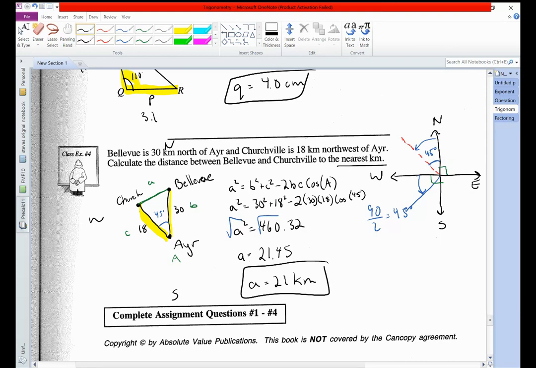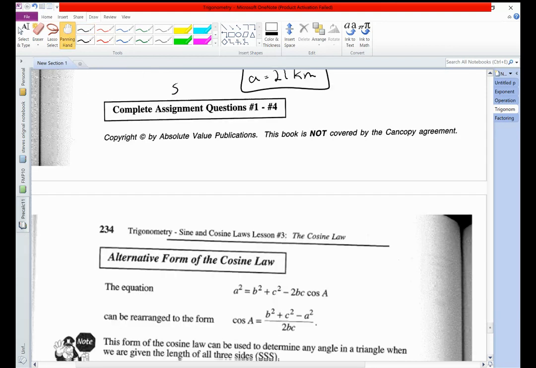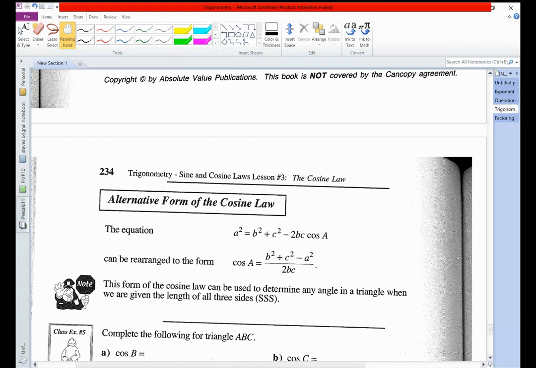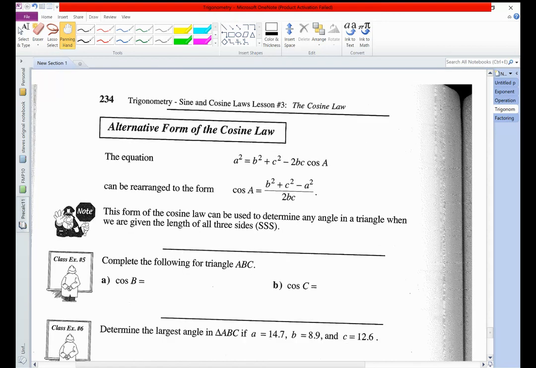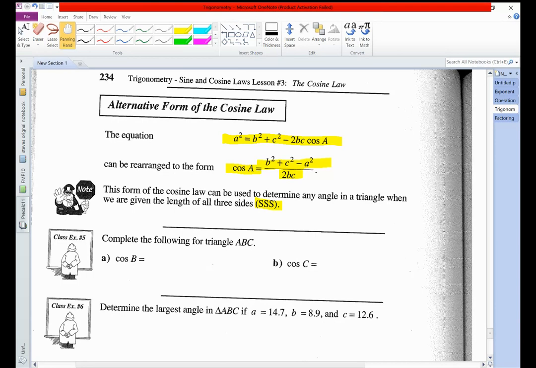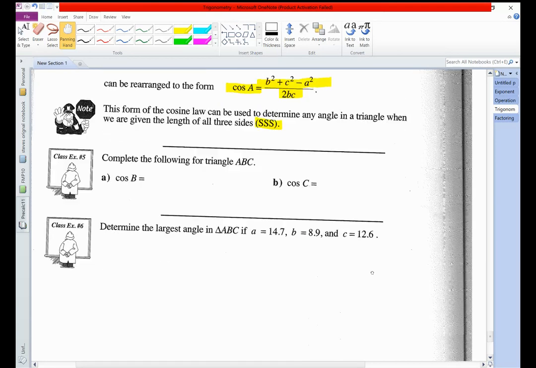That was a bit of a longer video. Oh, we're not done. Sorry, quickly. There's an alternative form to the cosine law. You can actually use some algebra to rearrange this. If you know all three sides and you want to find the angle instead, you can rearrange this to be in this form right here. Cos of A is equal to B squared plus C squared minus A squared divided by 2BC. So if you have the triangle SSS, or you know all sides of the triangle, then you can also solve for that. So I will go over one more example.